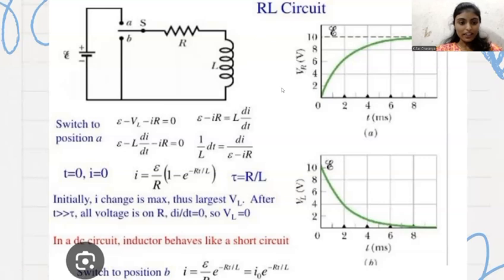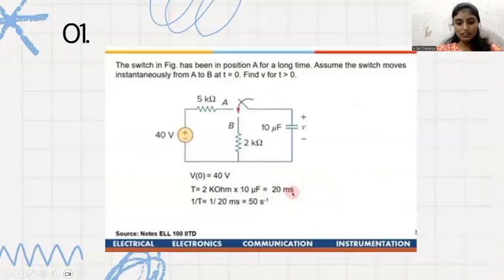There we can see the internal current changes to the maximum, the largest of VL after t is greater than the pi. All voltages are on the resistor. We can just see the graphs here, so we can make the analysis of the data there. After completing that, we can go for the second problem.